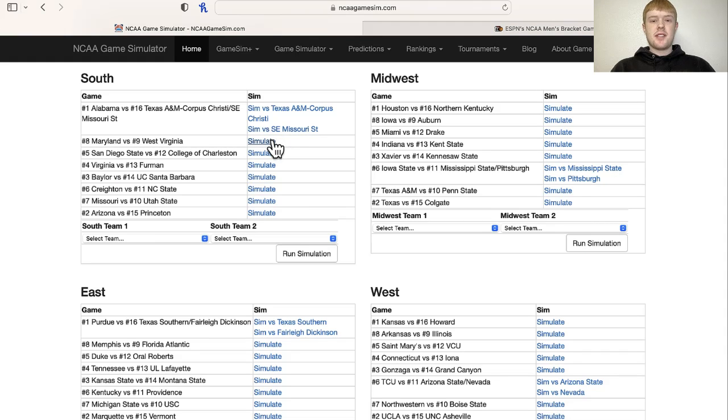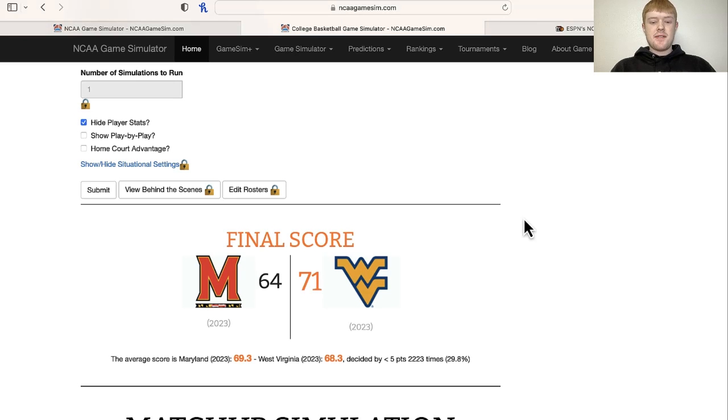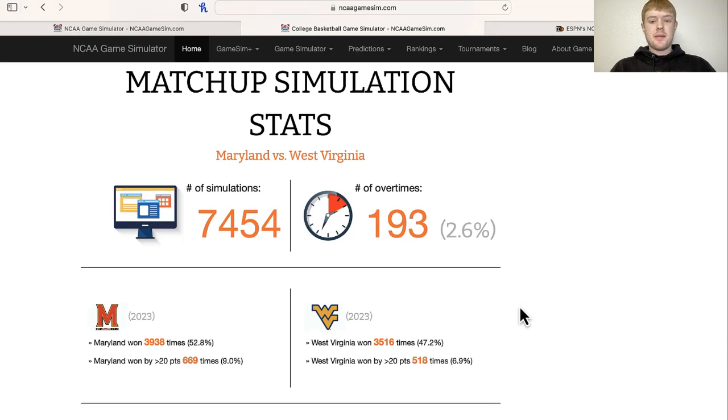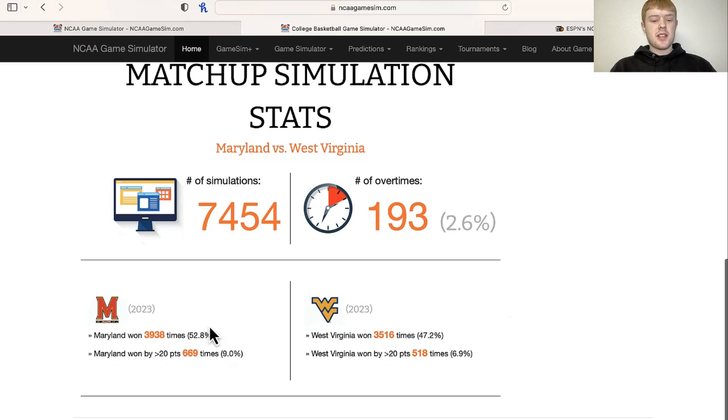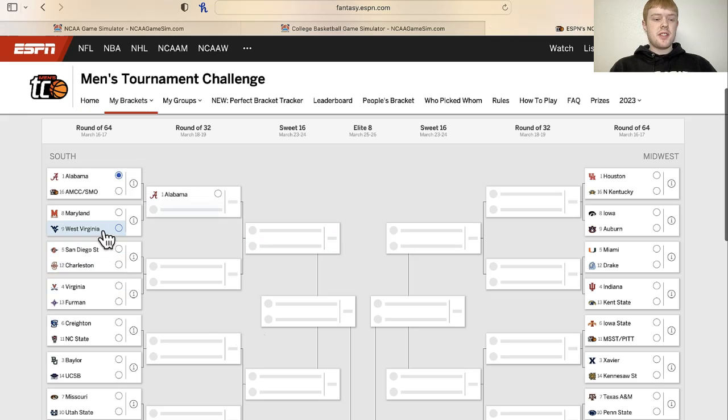Number 8 Maryland versus number 9 West Virginia. Let's simulate it. And as you can see, West Virginia takes this one, although Maryland did score more points usually. And if you look here, you can look at the amount of simulations it does and how many overtimes it was and how many times each team won. So Maryland actually won more times, but in this particular matchup, West Virginia won. So we're going to put West Virginia through. On to the next matchup.